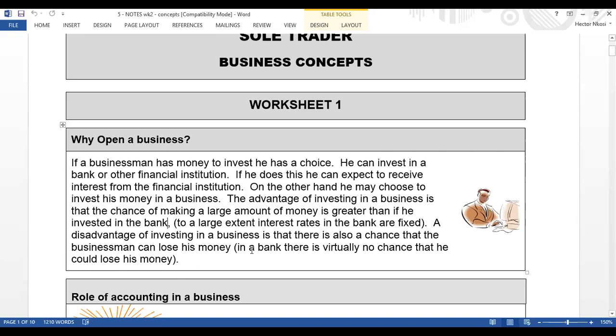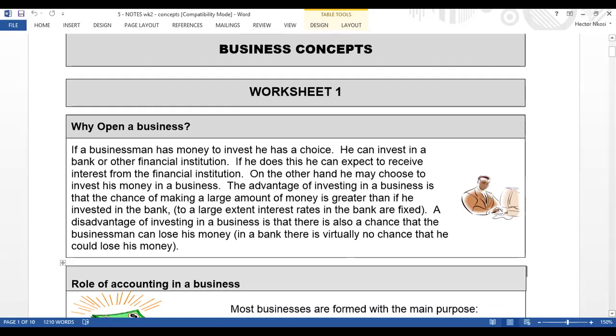Then it says in a bank, there is virtually no chance that he could lose his money. As I said earlier, it's very rare that you can lose your money in a bank, as long as your bank is registered on a stock exchange. However, the interest that you might be getting at the bank will be much lower than getting a profit in a business, basically. So can you see it's a 50-50 thing, but having a business will increase more profit from your side, basically.